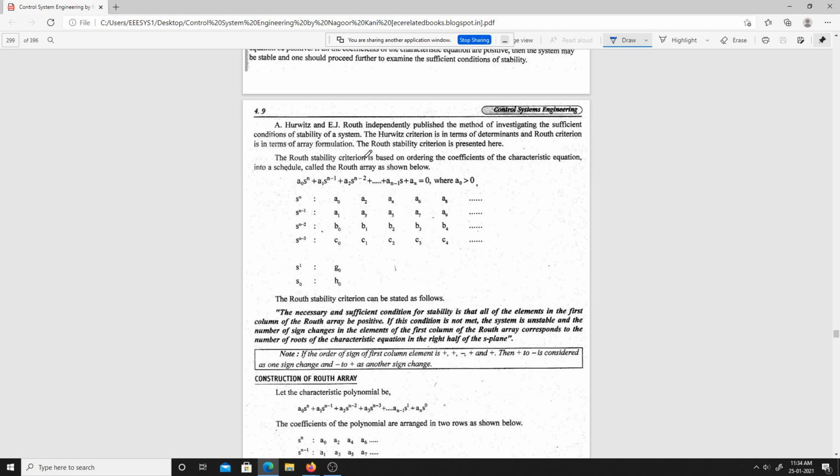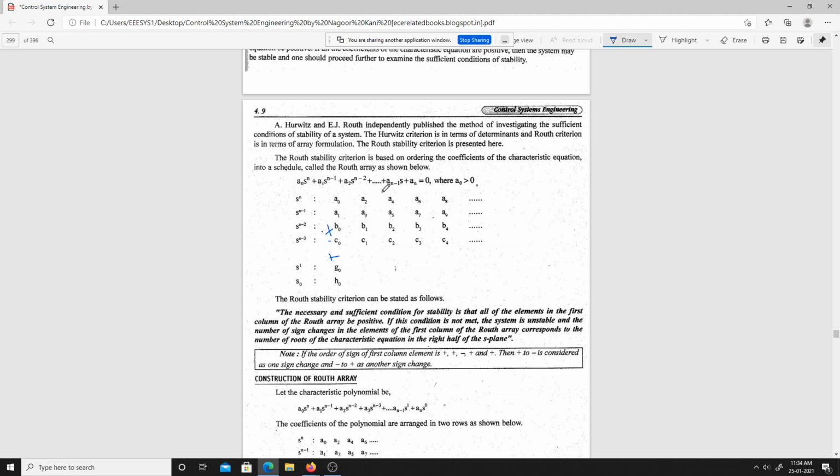For example, this is row number 4. The element c0 which I have here is minus c0. Is it clear? So what we can say here is that one of the elements in this first column has a sign change, positive to negative. This is positive, this is negative, and again negative to positive. There is a sign change here. So the condition is not met; the condition has to be met. The necessary and sufficient condition for stability is that all the elements in the first column of the Routh array must be positive.